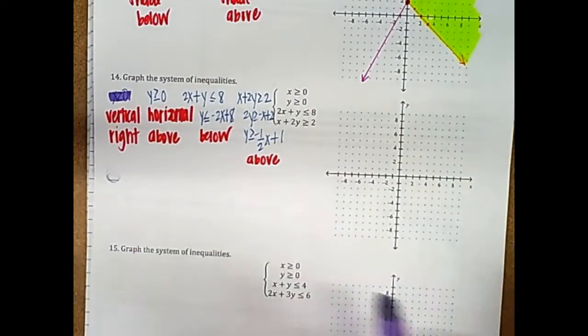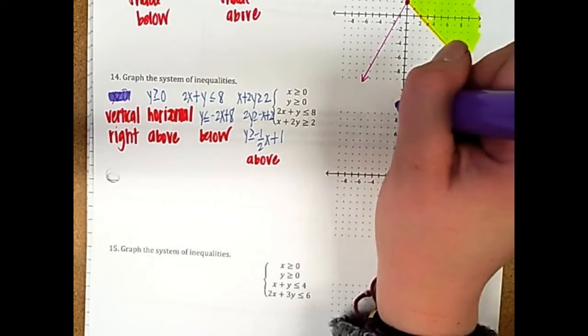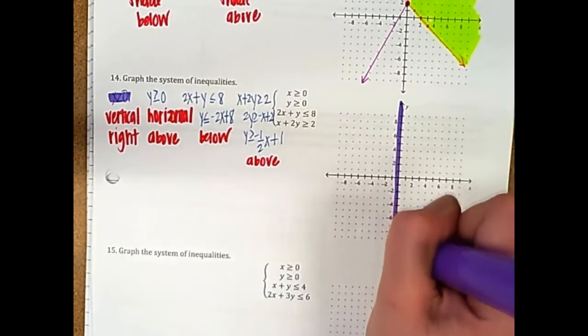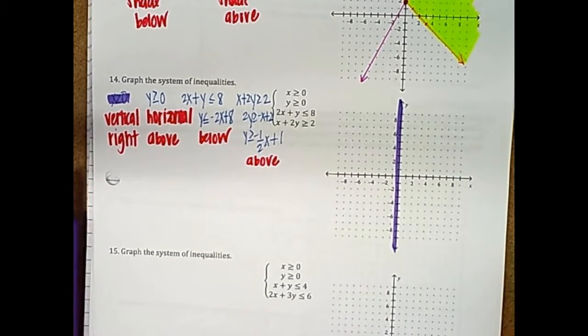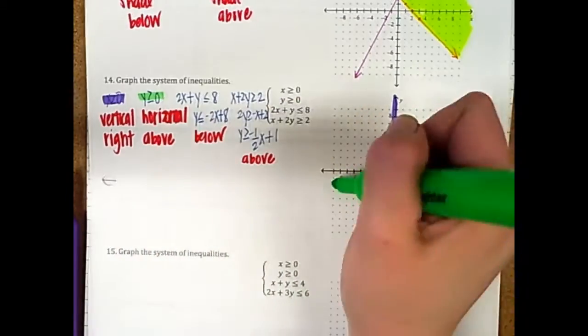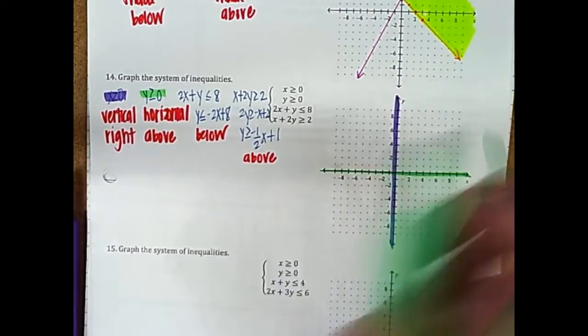Okay, so with my first line, x is greater than 0. That's a vertical line when x is equal to 0. And so my vertical line when x is equal to 0 is right here. It is on the y-axis. And so then the next one, y is greater than 0. Well, that is going to be right here, actually on my x-axis.